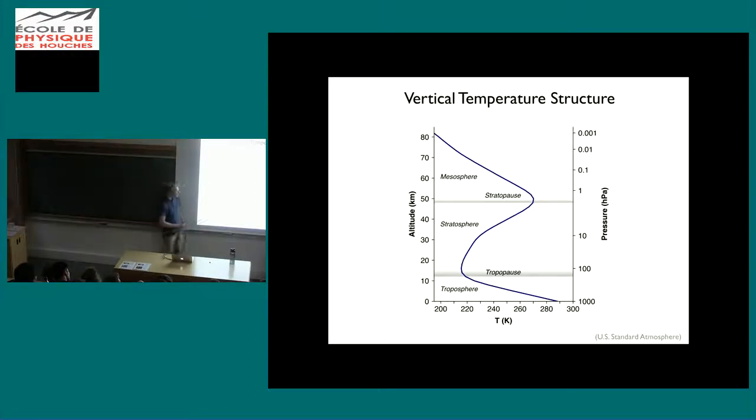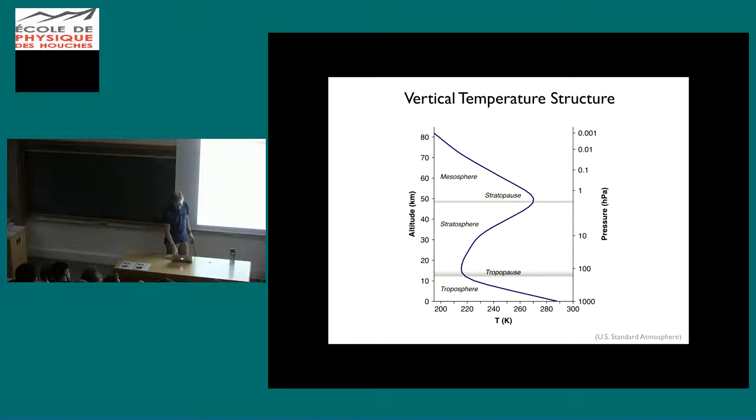Temperatures increase in the stratosphere primarily because of photodissociation of ozone. UV light breaks ozone apart and leads to absorption of shortwave radiation, and that leads to this warming. Without the shortwave absorption by ozone, temperatures would in fact be much more constant throughout the stratosphere.